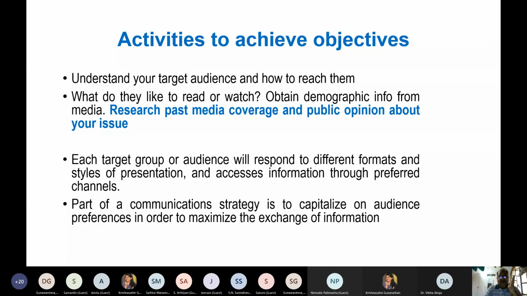Each target group or audience will respond to different formats and styles of presentation and access information through preferred channels. Please do remember that we do not talk in the language, in the style, in the format which is Greek and Latin to my local population. We need to speak in the most simple manner.